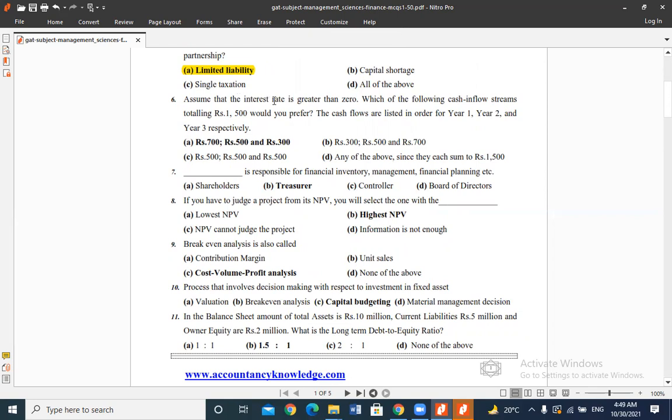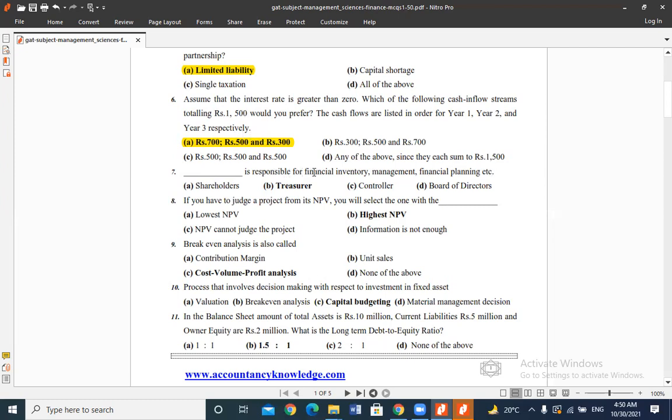Assume that the interest rate is greater than zero. Which of the following cash flow streams totaling rupees 15,000 would you prefer? The cash flows are listed in order for year 1, year 2 and year 3. So the answer is 700, 500 and 300. You can calculate by yourself. Okay, and the answer will be this.